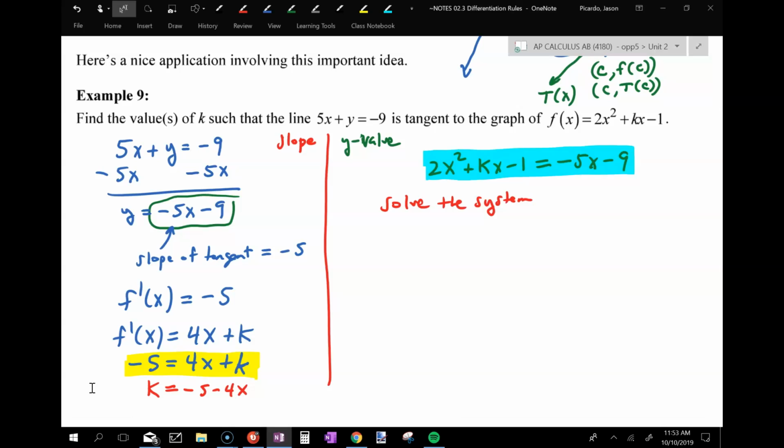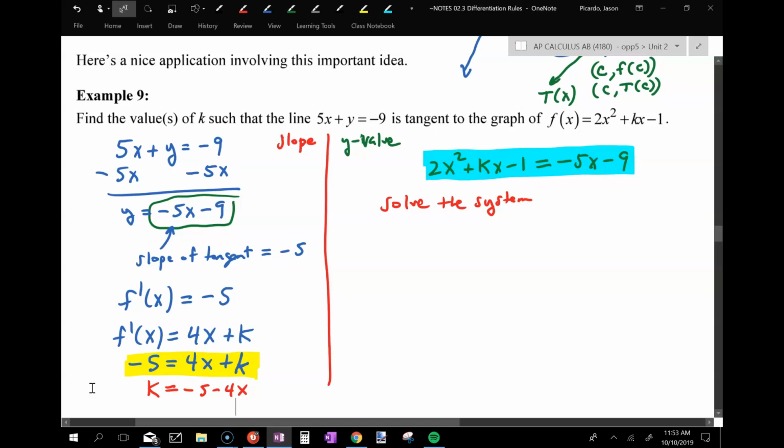I got a better one. No, we'll go with yours. Forget it.